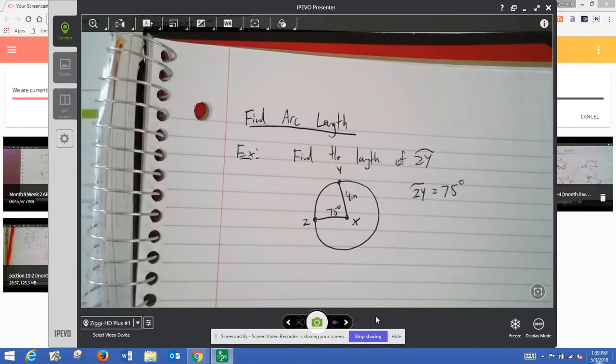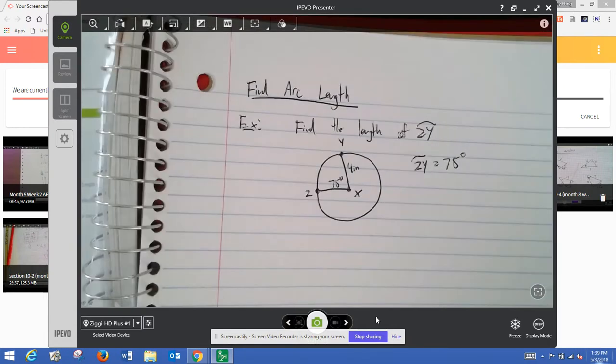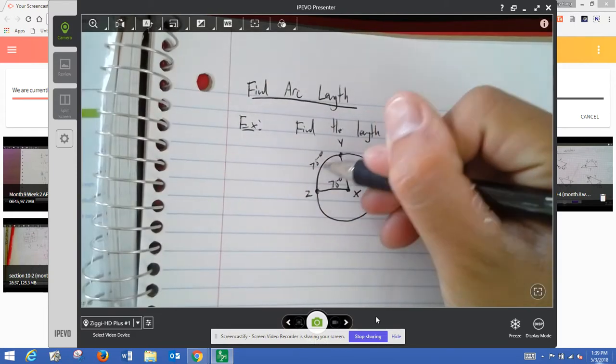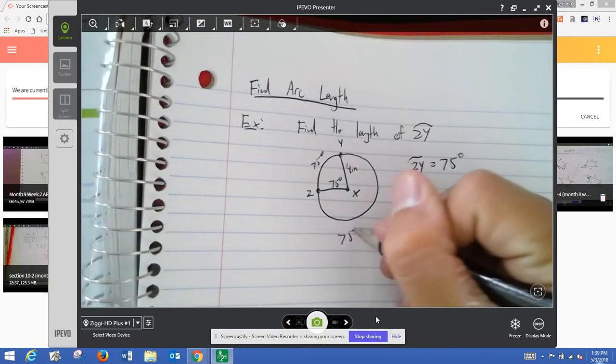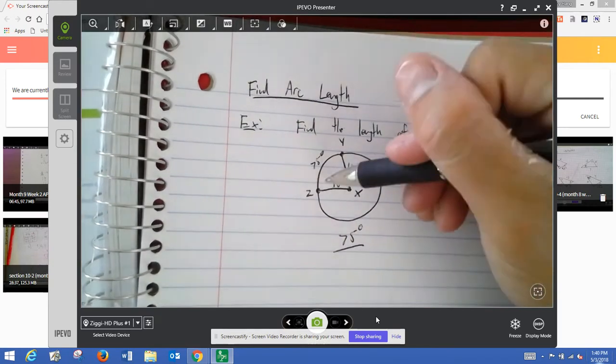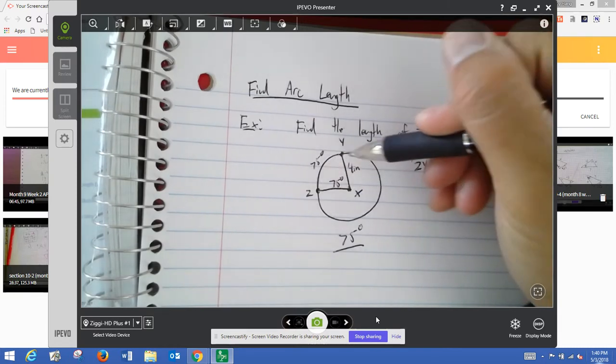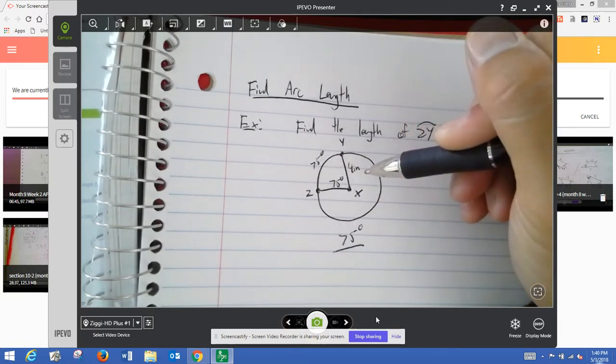So here's what you're going to do. You're going to find a proportion. You're going to set up a ratio, all right? This is 75 degrees, and let's compare it to the whole circle. This is 75 degrees over how big is the circle in terms of degrees all the way around once? 360, right?